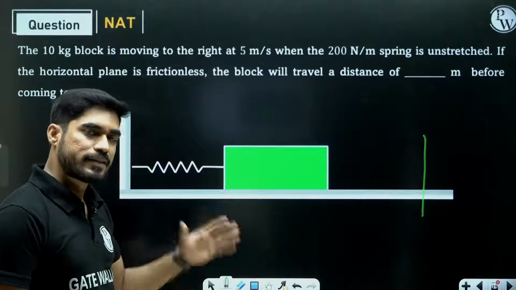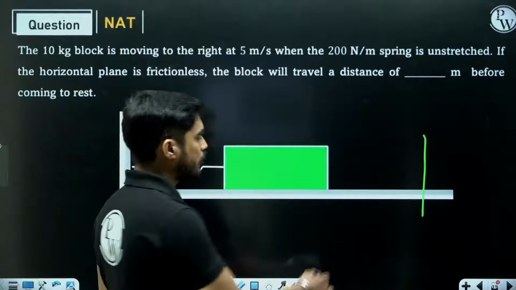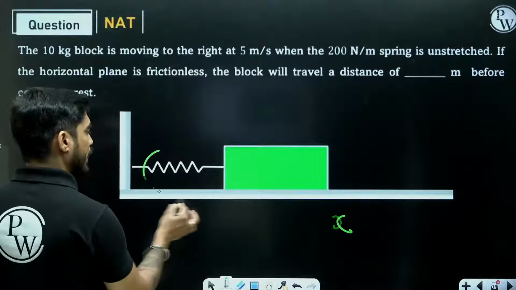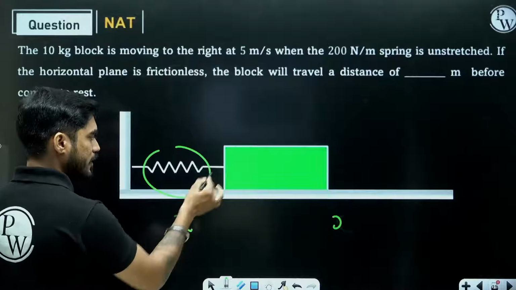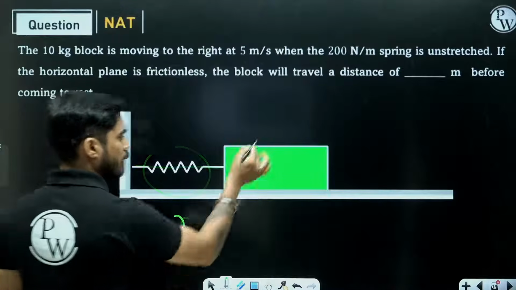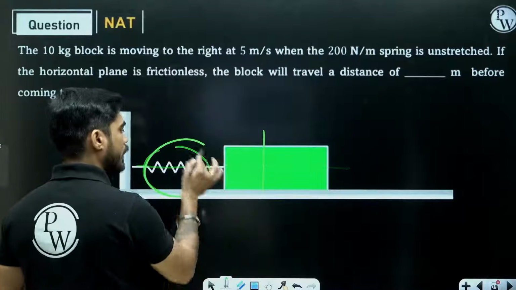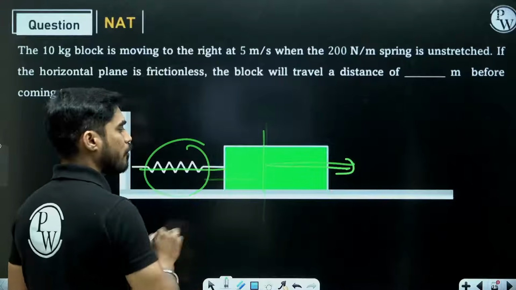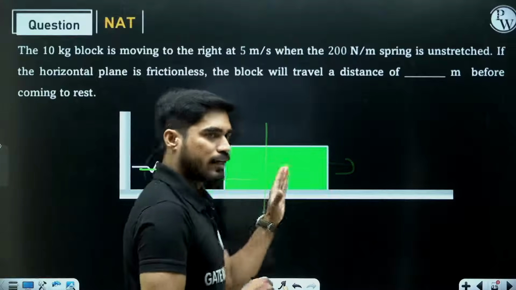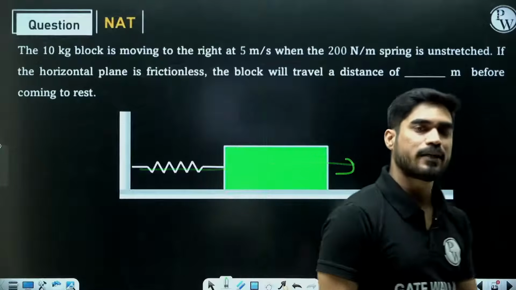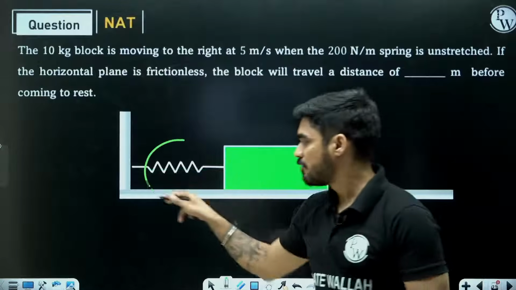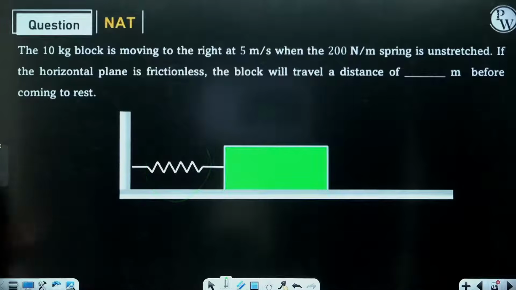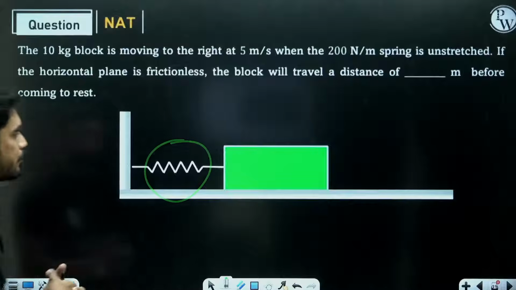Let's say the distance traveled by the block before coming to rest is x. So the deformation of spring will also be x because it is attached to the spring, na? So if it moves by 1 meter, spring will deform by 1 meter. If it moves by 2 meter, spring will deform by 2 meter. So if it moves by x meter before coming to rest, spring will deform by x meter before coming to rest. Now understand a very important concept here.